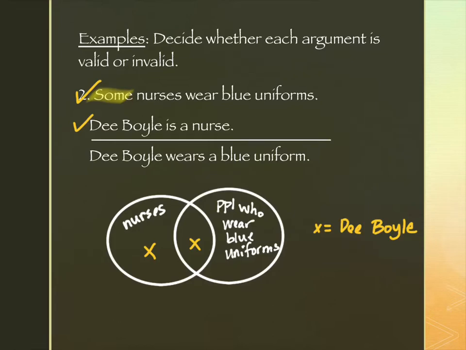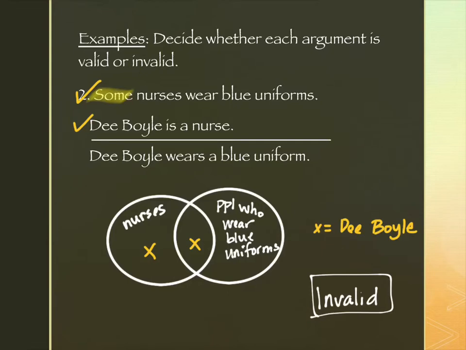And then our last one says, D. Boyle wears a blue uniform. Do I know for sure, based on this diagram structure, that D. Boyle wears a blue uniform? No, could she? She could. She could be in the overlap, but she doesn't have to be, right? So is it a valid argument? No. This is invalid as well. I promise they're not all invalid. The only way for the first two to be valid would be if it said all instead of some. Hold tight. We'll see one.